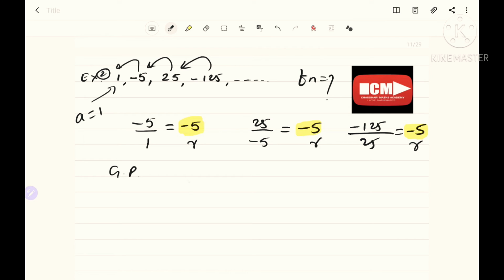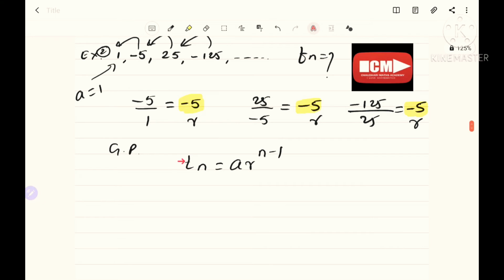Okay, let's quickly find out the value of Tn. The formula for Tn is ar raised to n minus 1. Just try to recall: the formula to find the nth term of a geometric progression is Tn equals ar raised to n minus 1. Please substitute the value of a. The value of a means the first term. The first term of the sequence is 1. The ratio in this case is minus 5, raised to n minus 1.